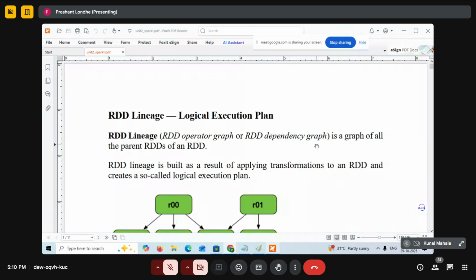Now, let us understand what is the meaning of resilient distributed data set. Before that, we will understand unit 2.